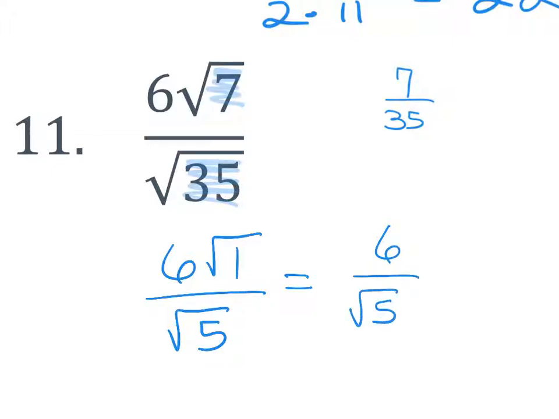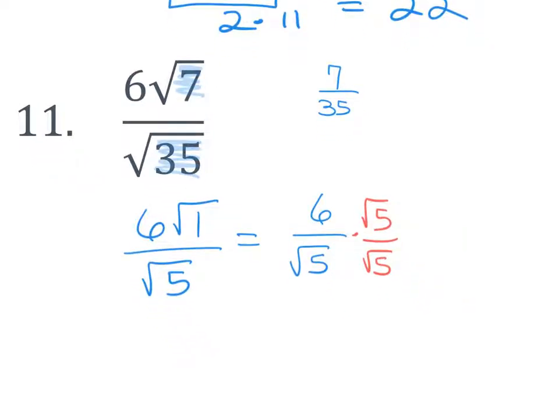Again, I can't leave that 5 down in the bottom of my fraction. I need to rationalize this. And the way that I'm going to rationalize it is I'm going to make it a perfect square by multiplying the fraction by the square root 5 over square root 5. Because if you think about it, technically, this red square root 5 over square root 5, this is equivalent to 1. So technically, I'm just multiplying my fraction by 1, but it's getting rid of my radical in the bottom.